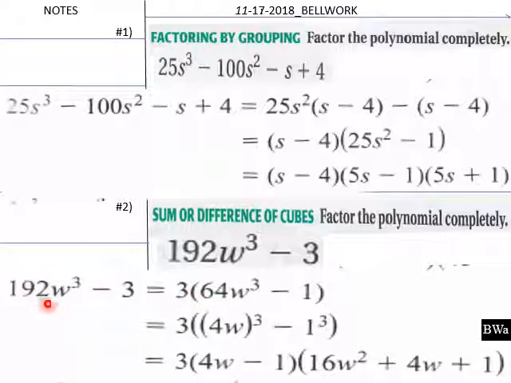We could factor out a 3 from each one of these, and we get a 64w cubed minus 1 here. And then we have a difference of a cube here. We have 4w cubed minus 1 cubed. And then we could further follow a pattern here, 3 times 4w minus 1. And then we have our pattern here that we follow on our difference of a cube. 16w squared plus 4w plus 1 would be the resulting trinomial from the difference of a cube pattern.